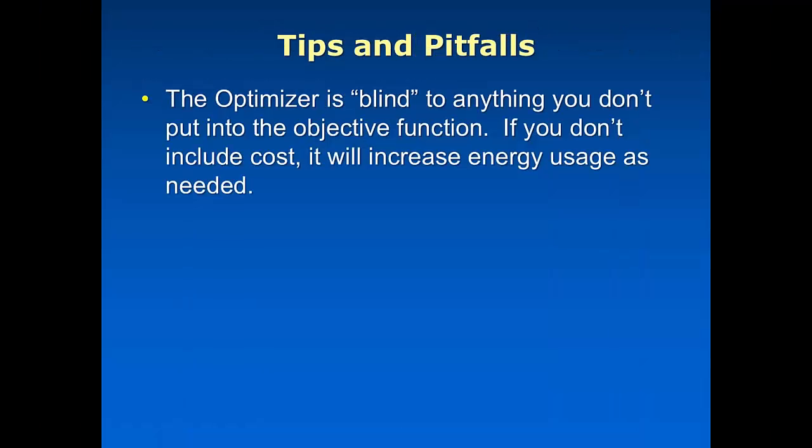All right, so let's move on to those tips and pitfalls, things that you need to think about when you're putting together an optimization. The optimizer is, I put quotes here, "blind" to anything that you don't put into the objective function. In other words, it is only going to care about the things that you've specified in the objective function. So, for example, I showed you earlier that we said, I want you to minimize total energy, and it did. It just basically turned everything right off because it didn't know that it was supposed to also care about effluent quality too. So once we put that in, then it started to work.